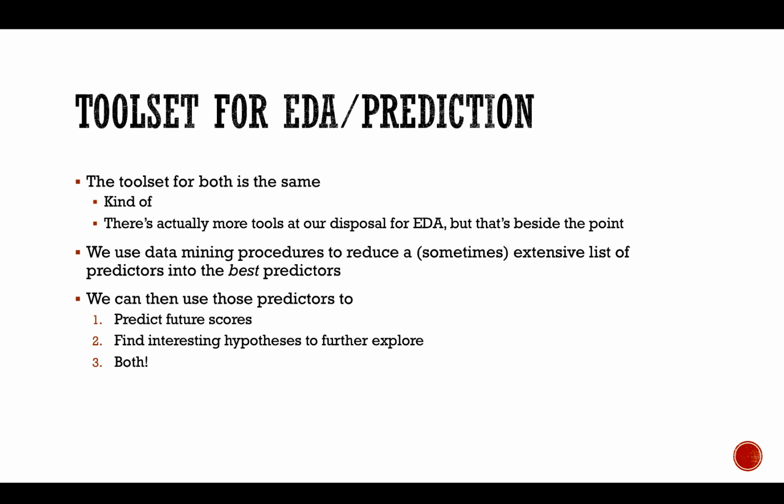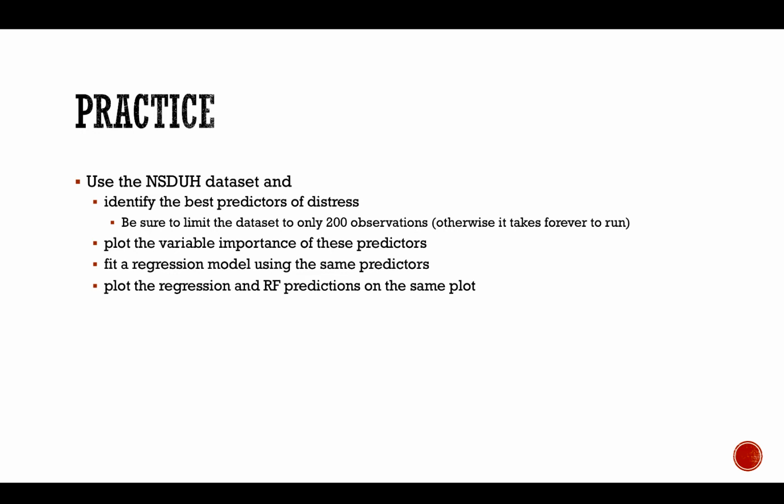So now, as your final practice, I want you to use the NSDUH dataset, and from that identify the best predictors of distress. And just for the safety of your computer so it doesn't explode, I would probably limit it to 200 observations. Then I want you to plot variable importance of these predictors, then fit a regression model using the same predictors, and then compare the predictions from both using the compare.fits function.